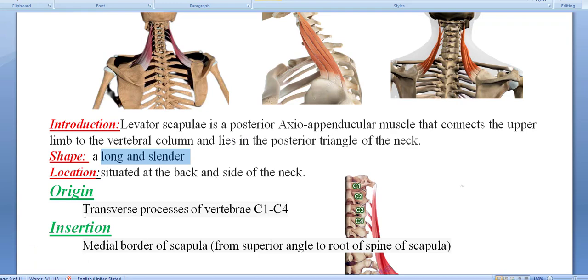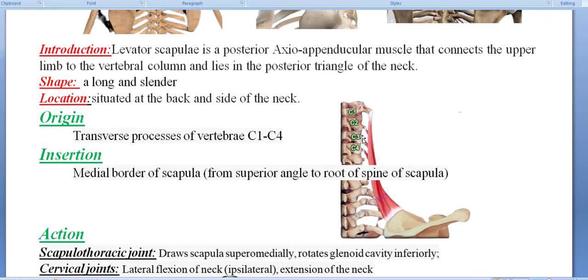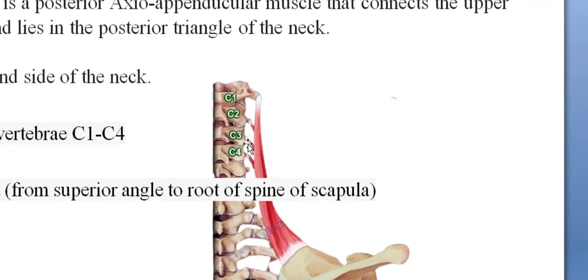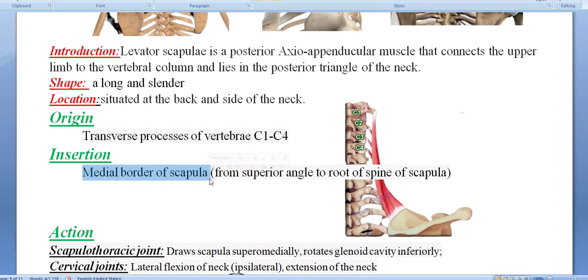What is its origin? It arises from the transverse processes of C1, C2, C3 and C4 vertebrae. You can see here, I have shown it on the screen. If you follow the pointer, 1, 2, 3 and 4, C1, C2, C3 and C4, this is the origin of the levator scapulae muscle. And what is the insertion? It inserts into the medial border of the scapula from the superior angle to the root of the spine of the scapula.